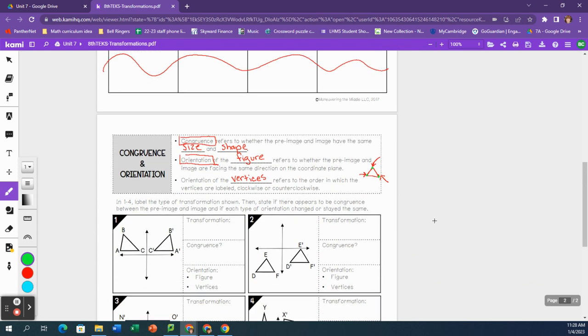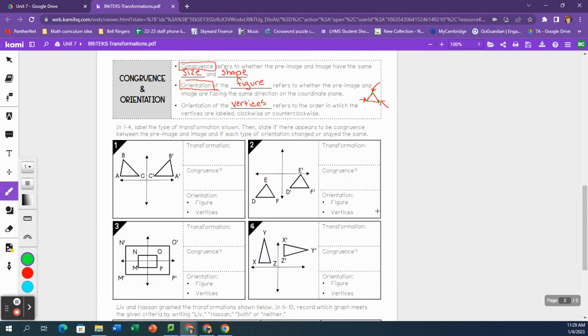Okay, so let's practice what we just learned. Transformation. Let me go back to red. What transformation took place? Well, let's see. We went from here to here. So it looks like we reflected.